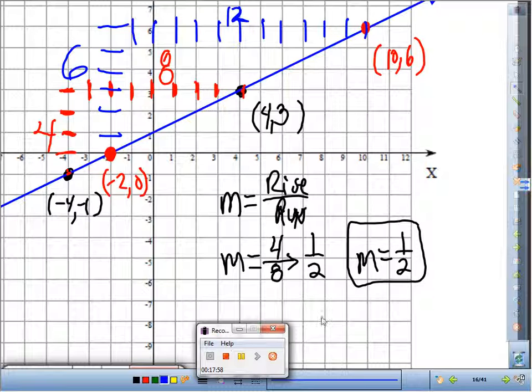So if I write that as rise over run, what is it? 6 over 12. And what is 6 over 12? 1/2. Is it the same? Yeah.